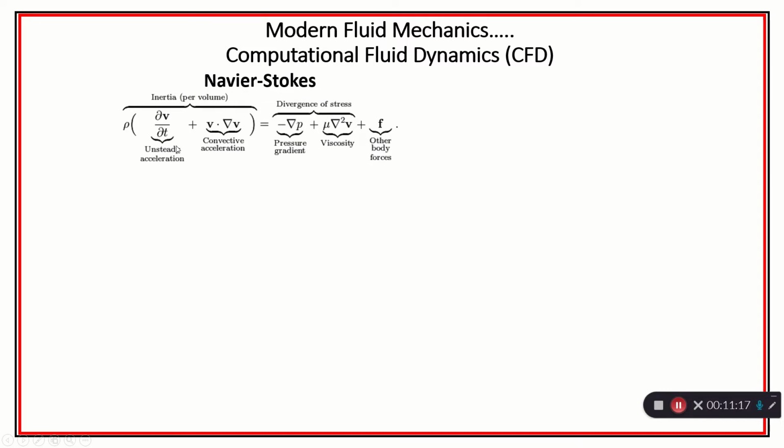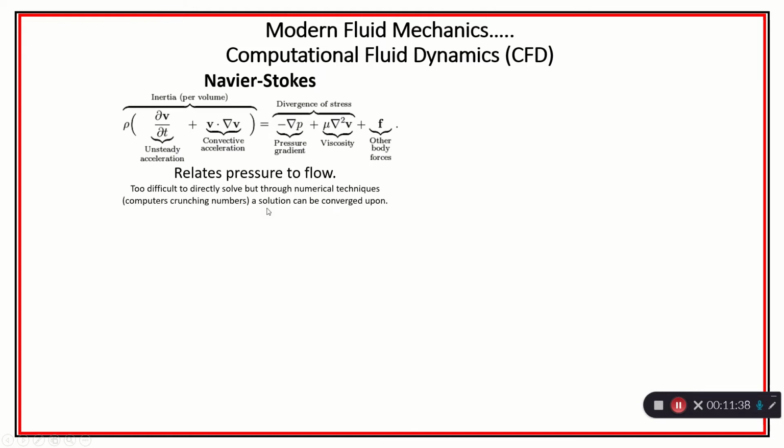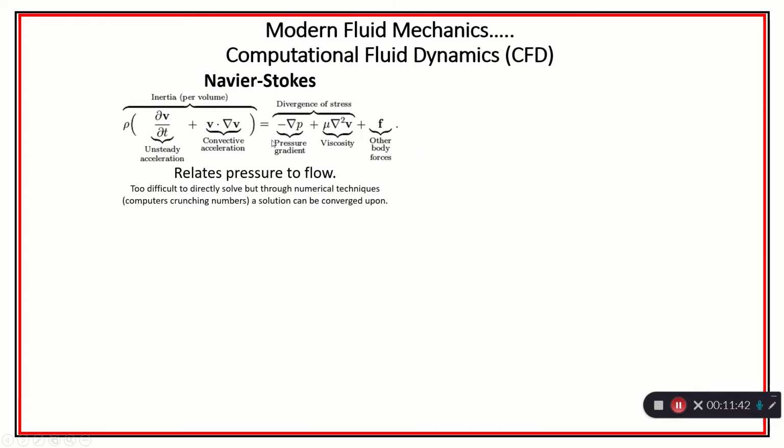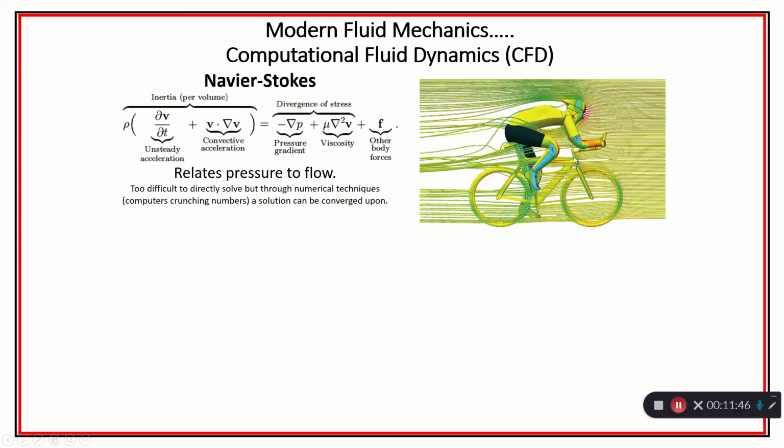Don't be intimidated by them. It's just a bunch of shorthand. We're just talking about a balance of forces. Here are the inertial forces, and we also have viscous forces, pressure forces, and body forces. From this we're able to get velocity and pressure related to each other, pressure and flow. This is too difficult to solve by hand, so we often do it numerically, and that's what computational fluid dynamics is all about.